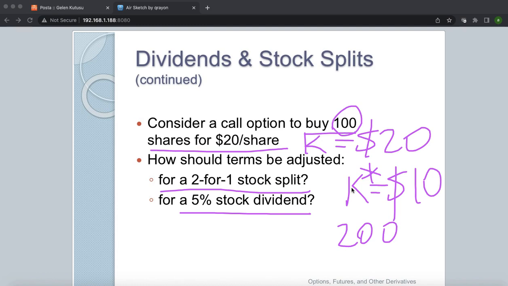So that 5% should also be reflected in this K. So we also expect a 5% decrease in the strike price. So this will also go down by 5%, and the number of shares will go up by this 5% as a result of this scaling.